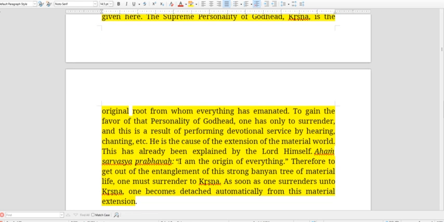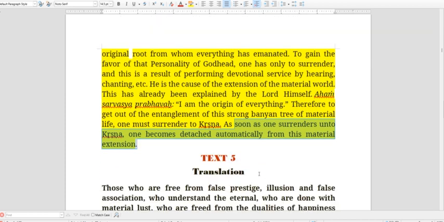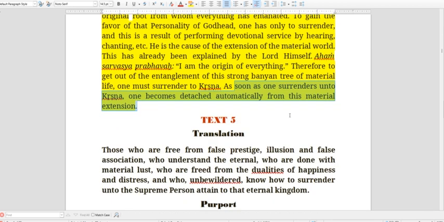And Krishna said, everything belongs to me. In three steps he took the whole world, actually two steps. For the third step he said, where to keep? Then Bali Maharaj said, keep it on my head. Atma Nivedan. As soon as one is surrendered onto Krishna, one becomes detached automatically from this material extension. And Bali Maharaj became completely detached when he became surrendered.